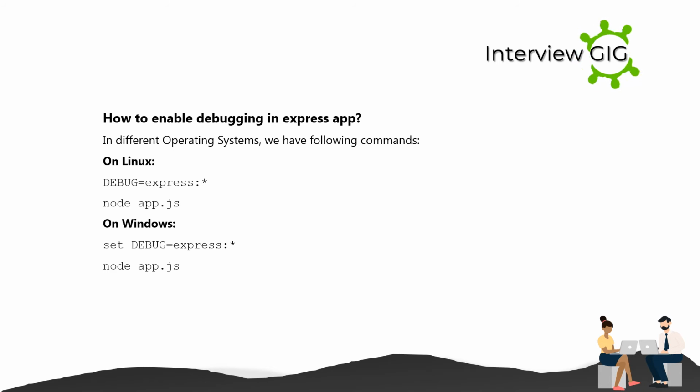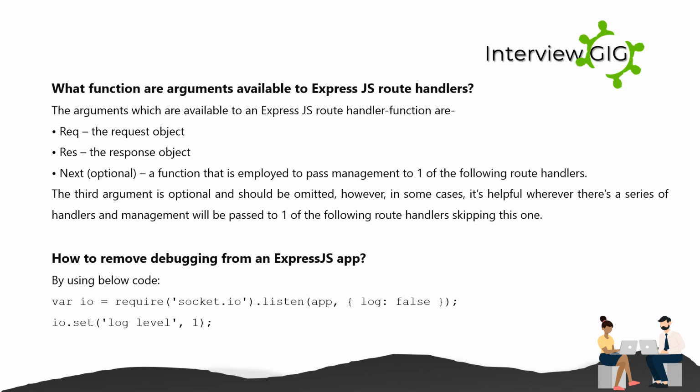How to enable debugging in Express app? In different operating systems, we have following commands. On Linux: DEBUG=express* node app.js. On Windows: set DEBUG=express* & node app.js.